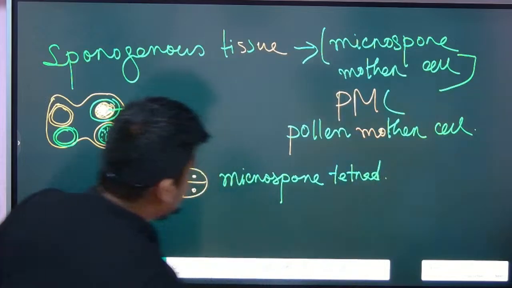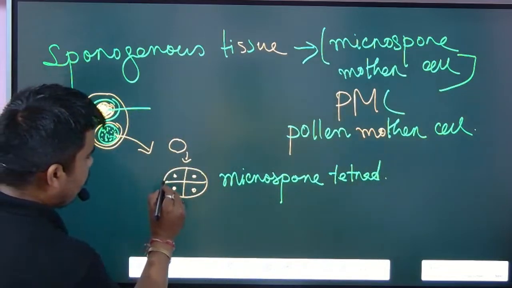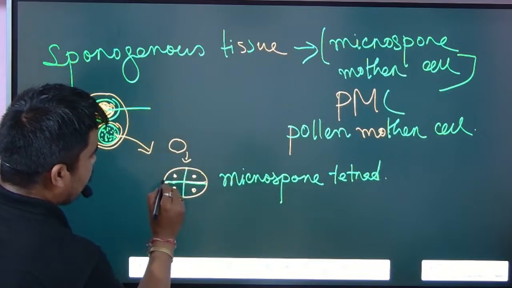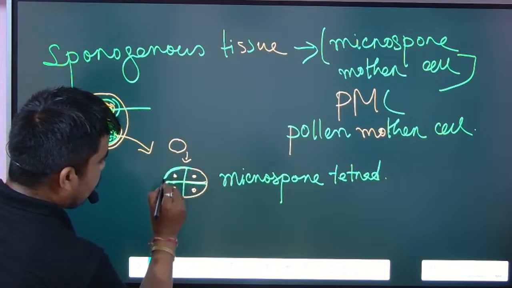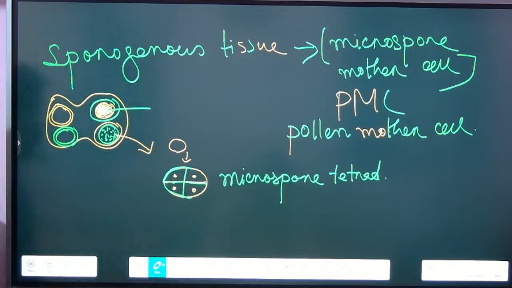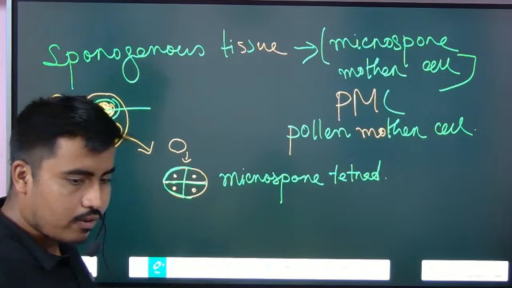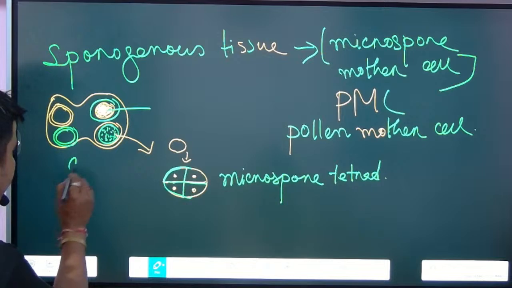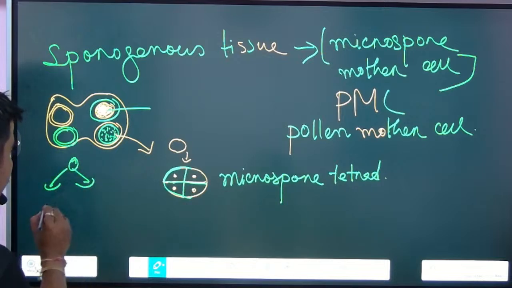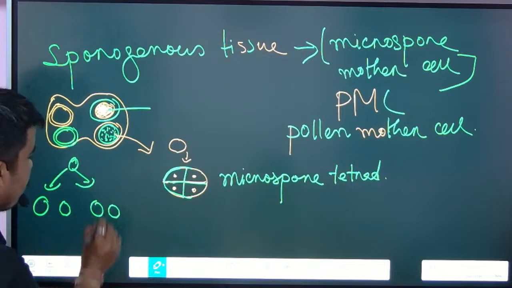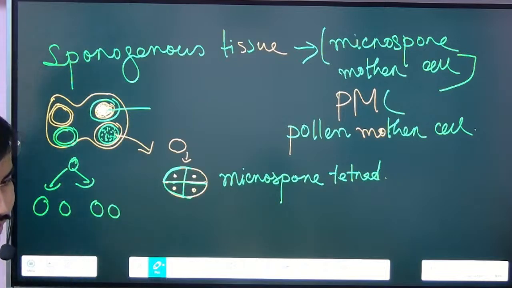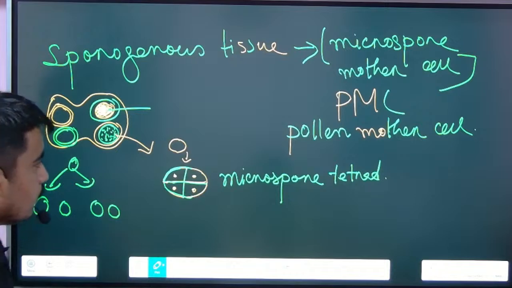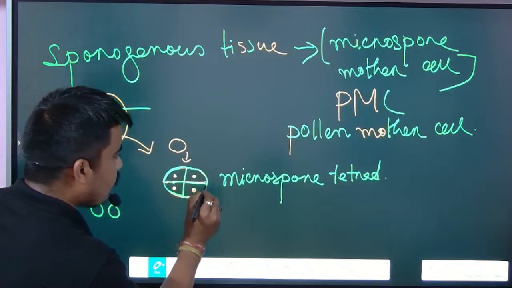What is called a tetrad? It is made by a group of 4 cells. Although these are 4 cells, they are engaged. These are not separated yet. That is what is called a tetrad. If a cell forms 4 cells, it will not be called a tetrad. Tetra means 4, not 3, 4. Okay, that is what is called a microspore tetrad.